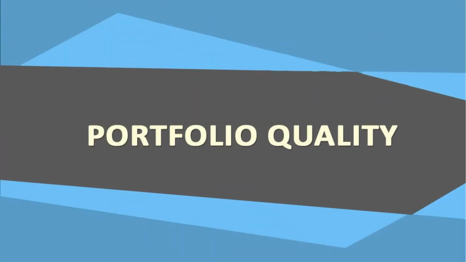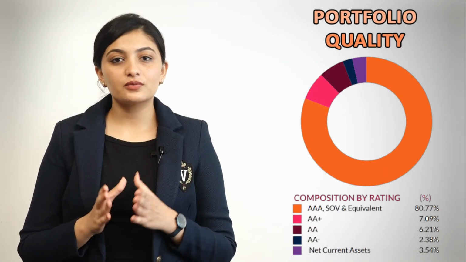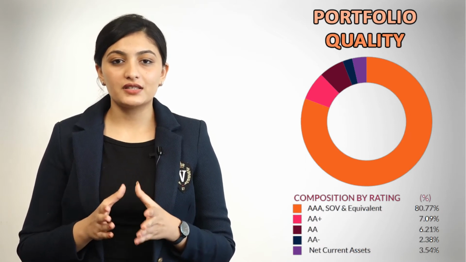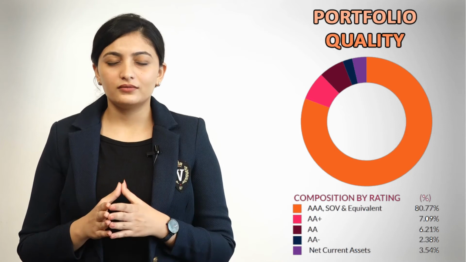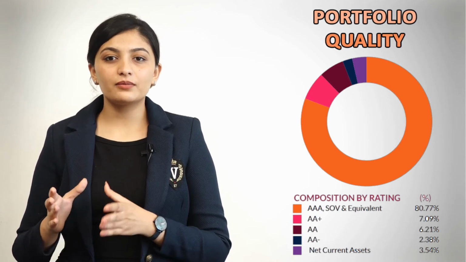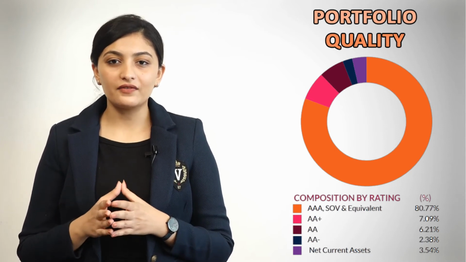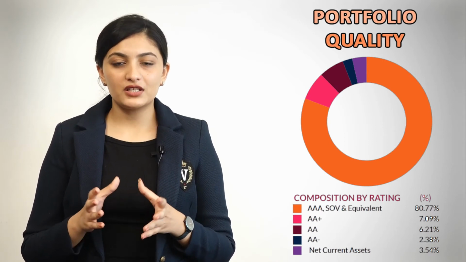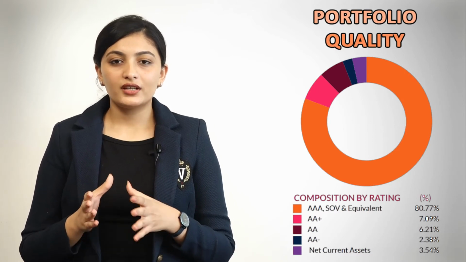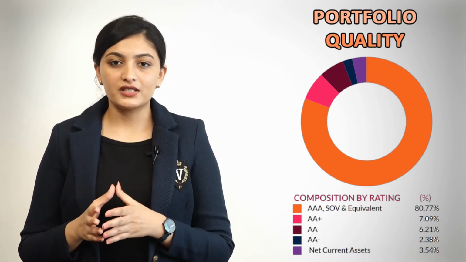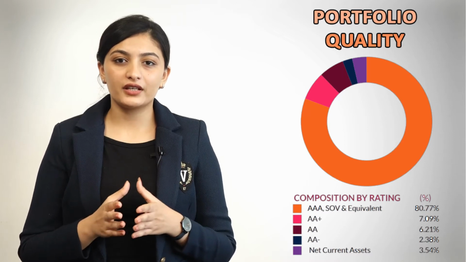Now next is portfolio quality. Generally, the fact sheets provide us with information regarding companies in which funds are invested, and also the ratings of those companies are given. Generally, companies having AAA or A1 plus ratings are considered financially safe, and anything rated below those are considered less safe. If such low rated companies go bankrupt in the future, it directly affects the NAV of the fund.